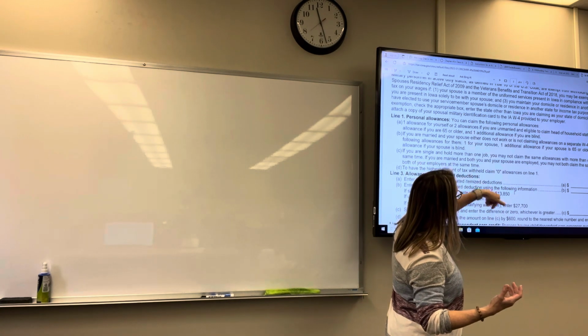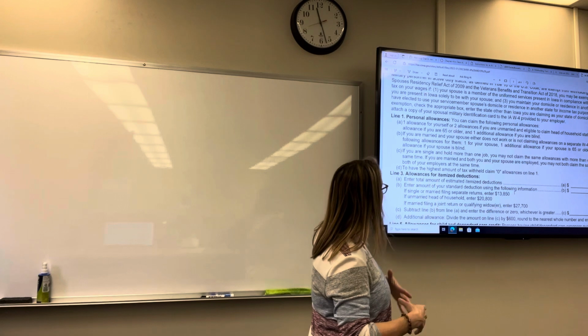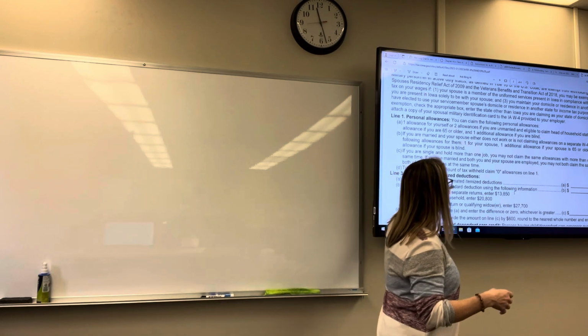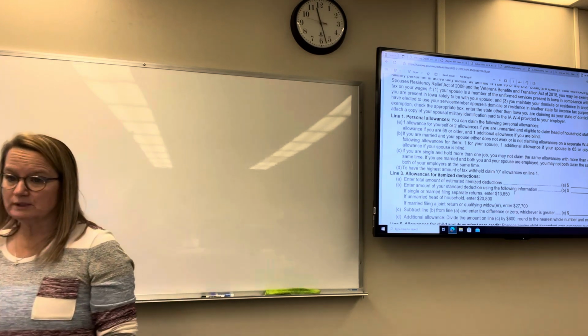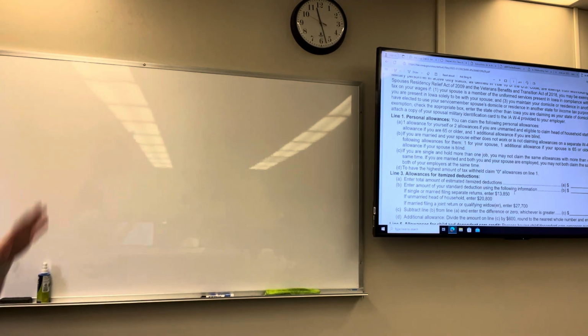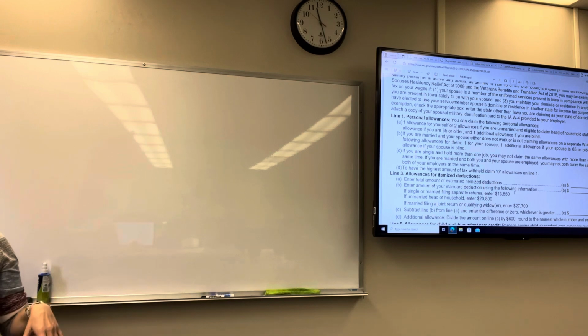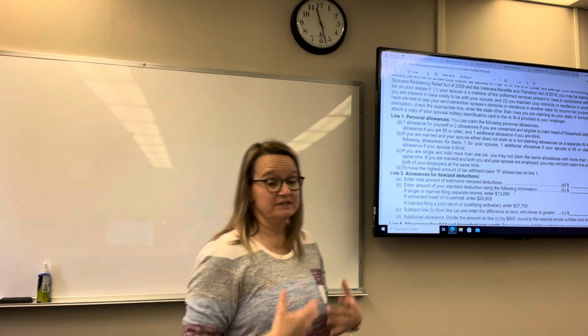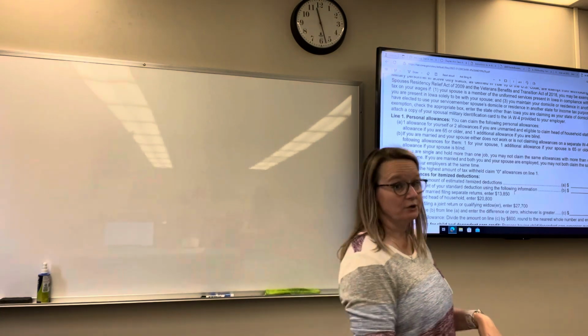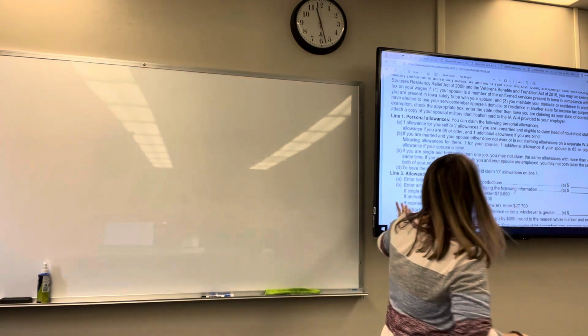So if you claim 1 allowance with 1 employer, you can't claim 1 allowance with the other employer. If you're married, and both you and your spouse are employed, you may not both claim the same allowances with both of your employers at the same time. To have the highest amount of tax withheld, claim 0 allowances. And a lot of people will do that. They just won't even bother to go through the worksheet, just claim 0. Just like at the federal level, you can have additional amounts withheld, you just can't be under withheld, right?